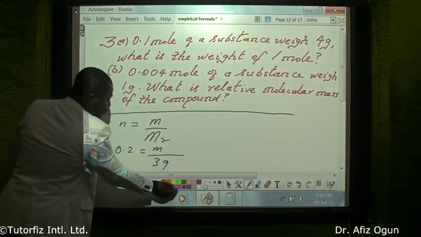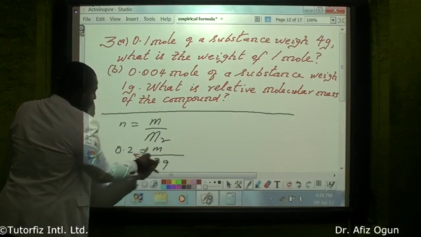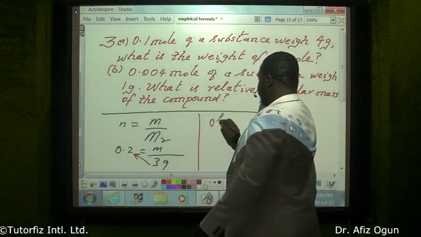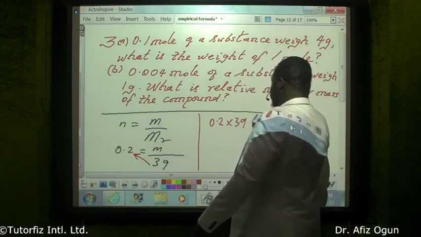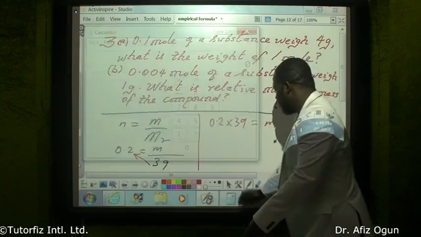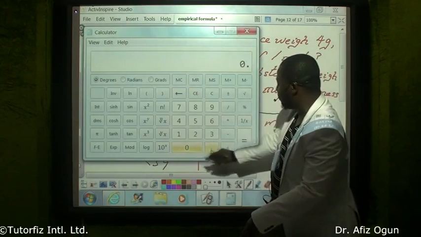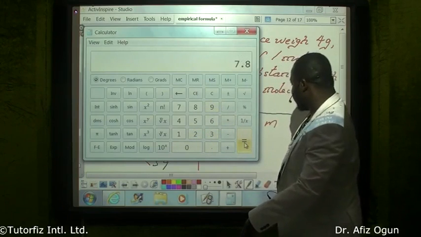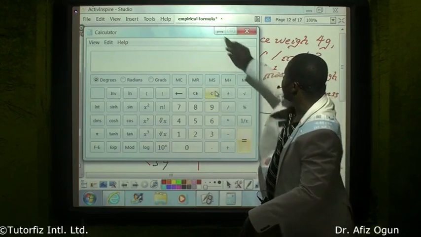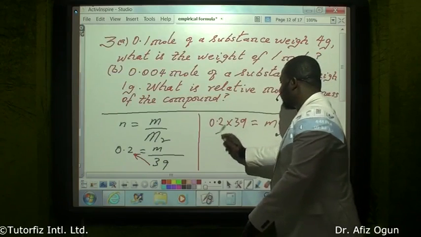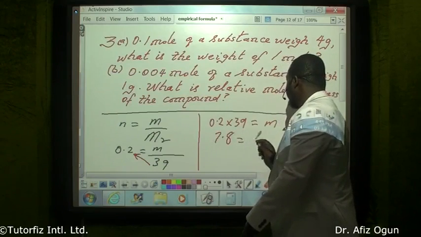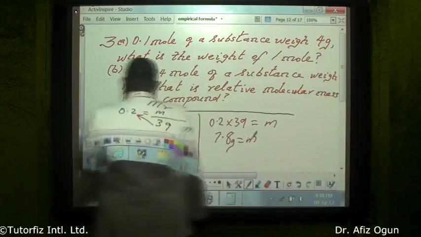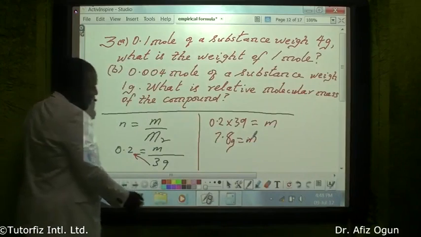I'm looking for mass. What do I do? Mathematically, I cross multiply, so I have 0.2 multiplied by 39 equals m. And 0.2 multiplied by 39 equals 7.8 grams. The answer must be in grams, the mass of potassium in 0.2 mole of potassium. You can see that now.